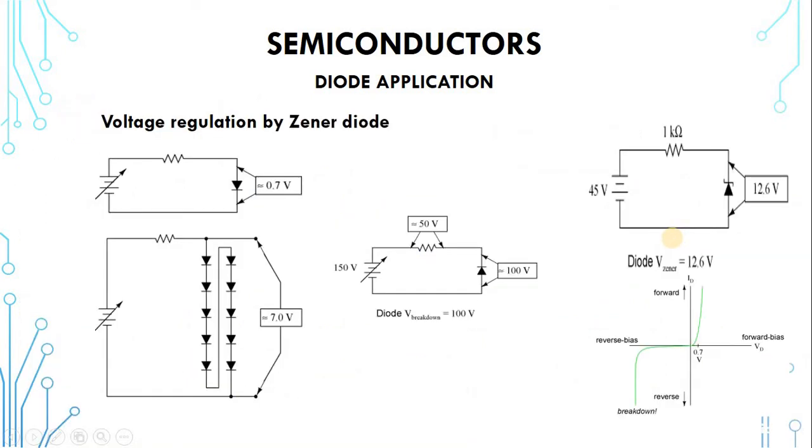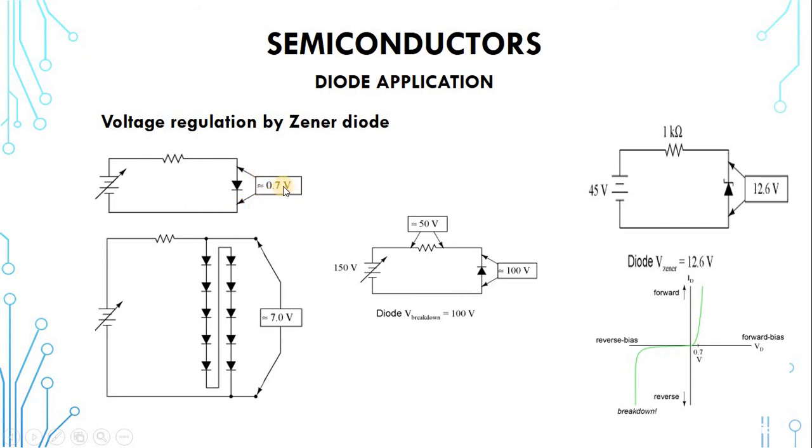Okay, next we go into another application of the diode in what we call voltage regulation. Others will say voltage stabilization. So what is this about? Now you understand that whenever the diode is conducting, it develops 0.7 volts across it.